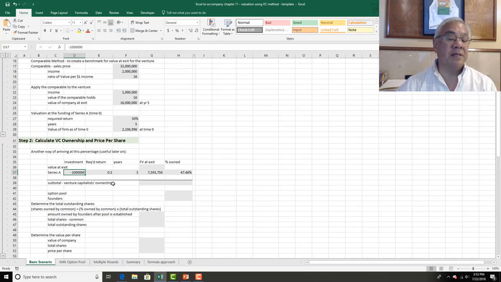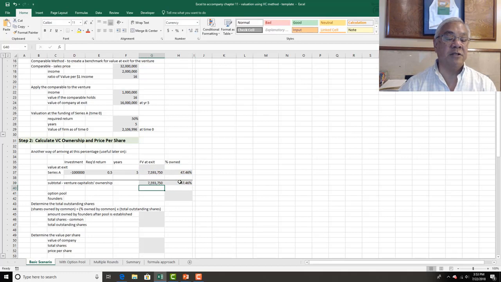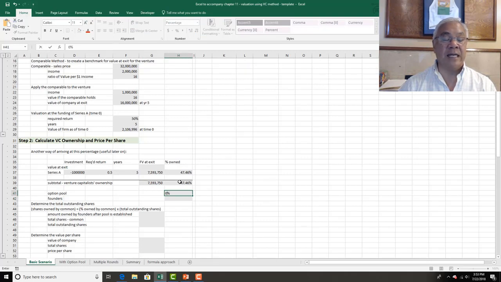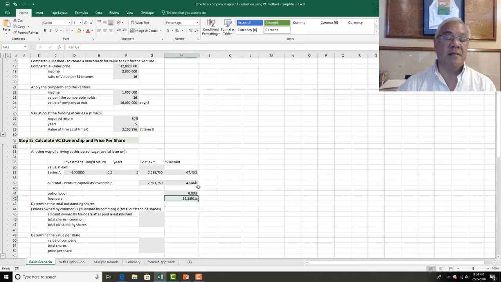So the venture capitalist ownership will be, in this case, 47%, and they will have total valuation of $7 million. All right. The option pool at this point is 0. We'll loosen that constraint next example. And the founders will own the difference. So they will own 52.5391% of the company. So 47 for the venture capitalists, and let's just make it simpler, 52.54 for the founders of the company. All right, so that's the percentages.